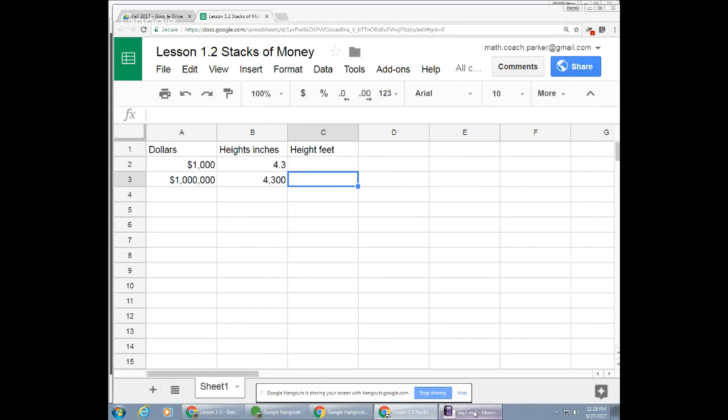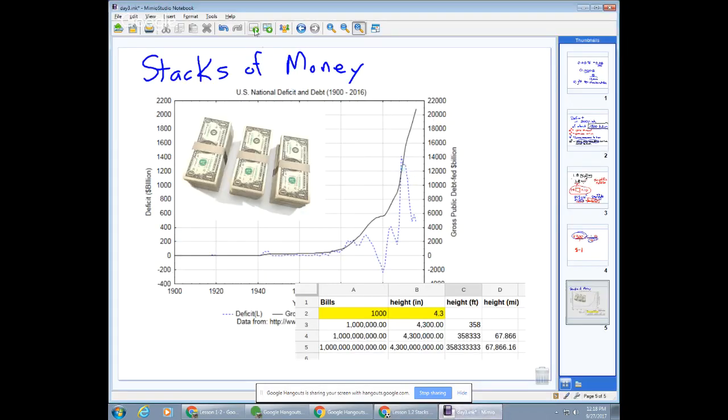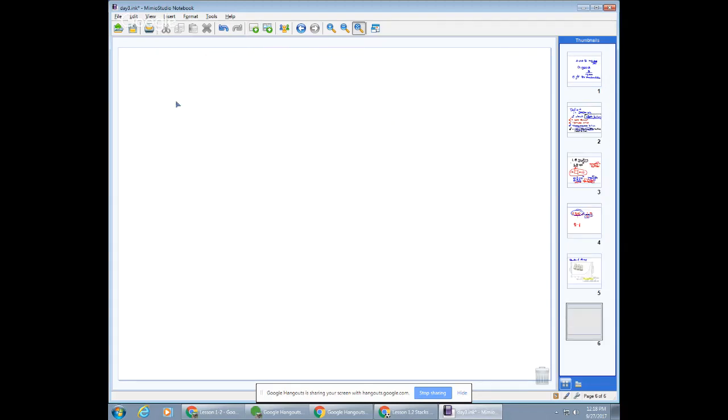So I'm going to whip out my worksheet here, and I'm going to do a little calculation. I'm starting off with 4,300 inches. And I need to convert that to feet. The common way I like to do this is by multiplying by a conversion fraction.